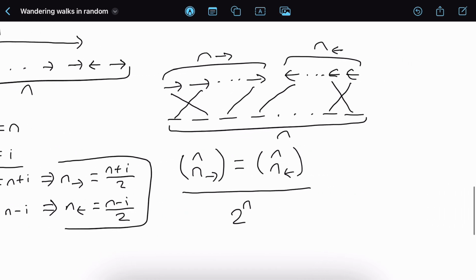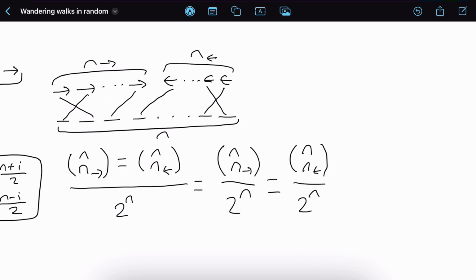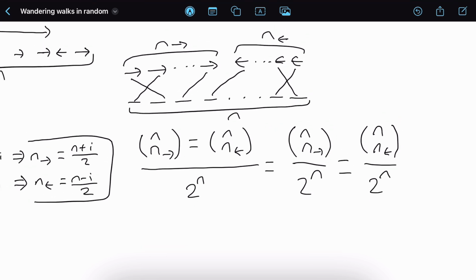So this fashion of n choose the number of right arrows, or n choose the number of left arrows, over 2 to the n, should be equal to each other. And remember that we have just found what the number of right arrows and left arrows should be. So we can just substitute the values in.